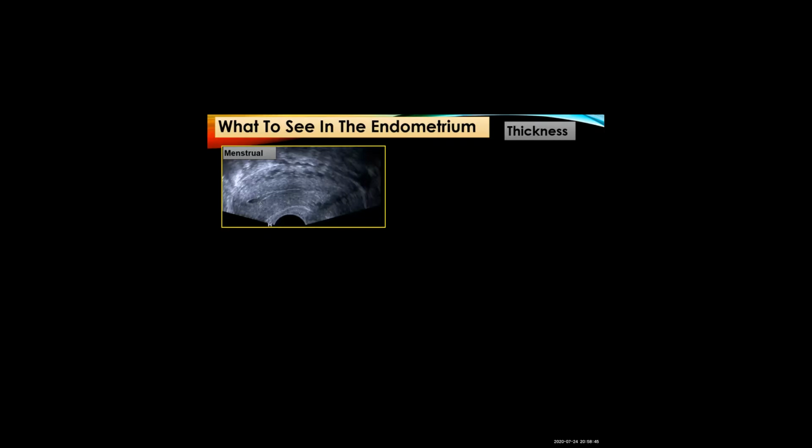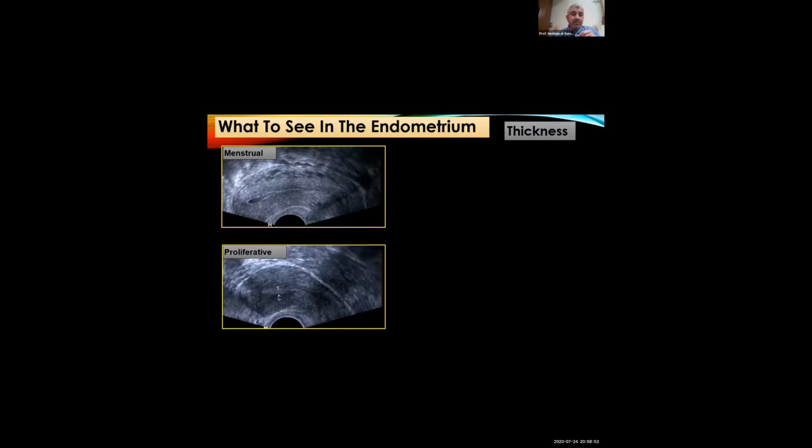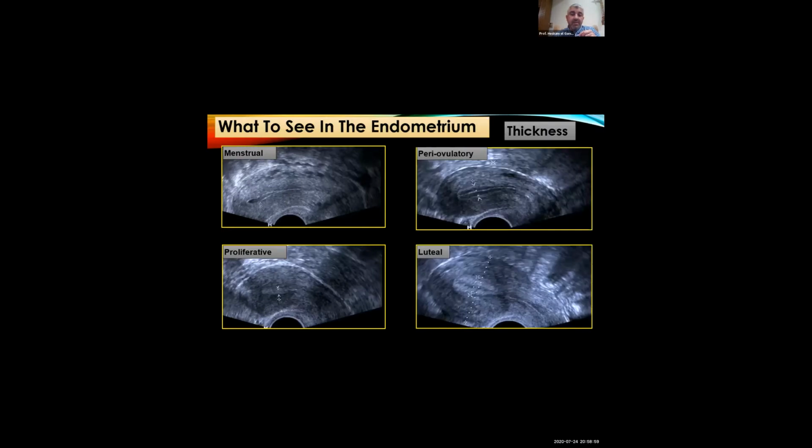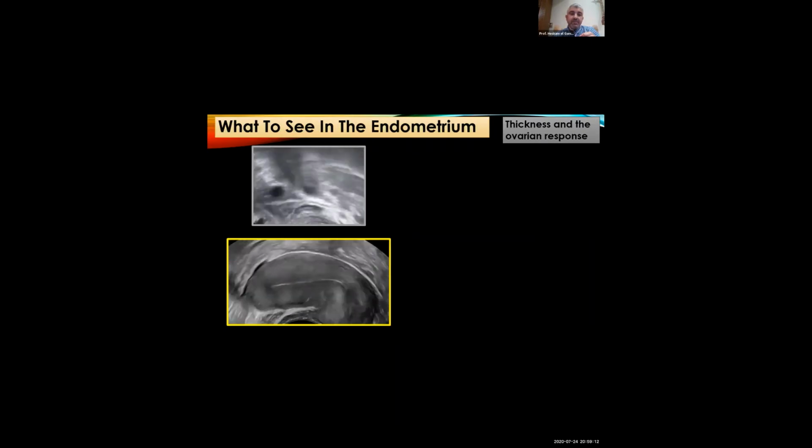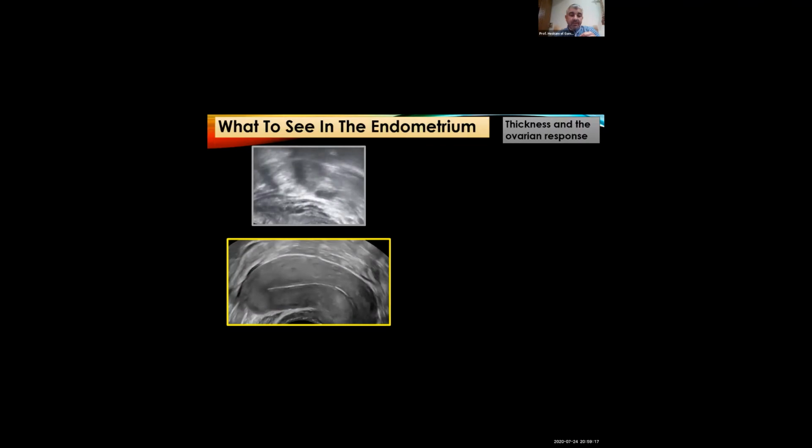So we need, again, to correlate the thickness with the different parts of the menstrual cycle. Immediately post-menstrual, of course, it's very thin. Then it increases and increases during the luteal phase to have its homogeneous, usually echogenic appearance at the mid-luteal phase. It is also important to correlate the thickness of the endometrium with what you see in the ovaries. Usually during the follicular phase, when there's early development of the follicles, you see a very thin endometrium.